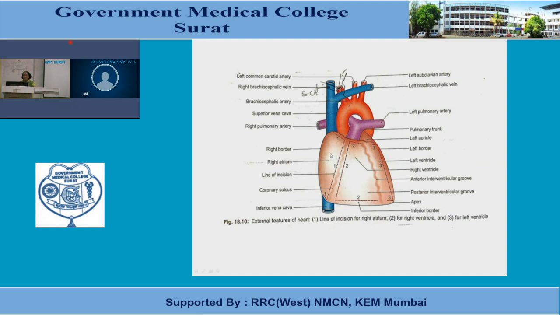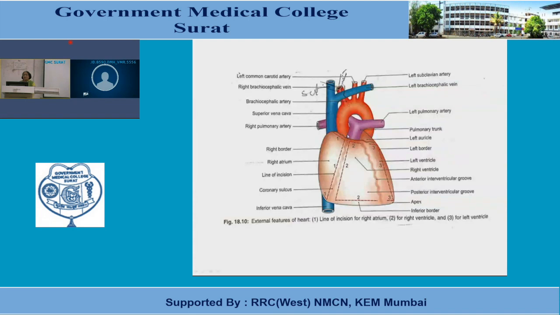The right atrium receives the tributaries. Here you can see the superior vena cava and the inferior vena cava. Now the right ventricle conveys the deoxygenated blood towards the lungs. So here the pulmonary trunk, which is divisible into two pulmonary arteries, the right and the left pulmonary arteries. Right? Now the left ventricle forms the main part of the apex of the heart, which gives rise to the aorta. The aorta is divided into three parts: the ascending aorta, the arch of aorta, and the descending aorta.